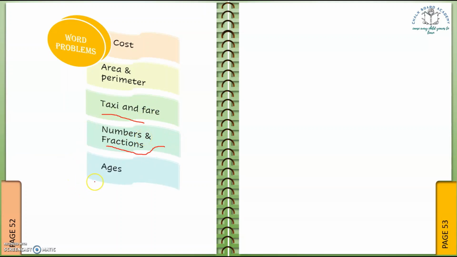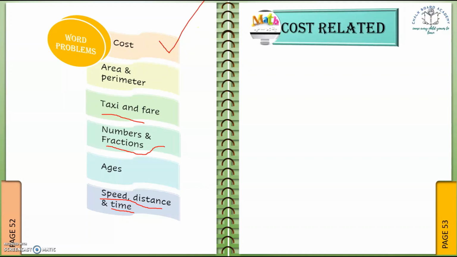Then we have ages, where one or two or three people will be given and their ages will be given, and we have to find out their present age, and the relation between their past ages or their future ages will be given. Thereafter, last type, here we will be discussing speed, distance, time. In this we are going to use this formula, speed is equal to distance upon time, to do the questions. So let's start with the easiest one, that is the cost related questions. Let's start with an example.